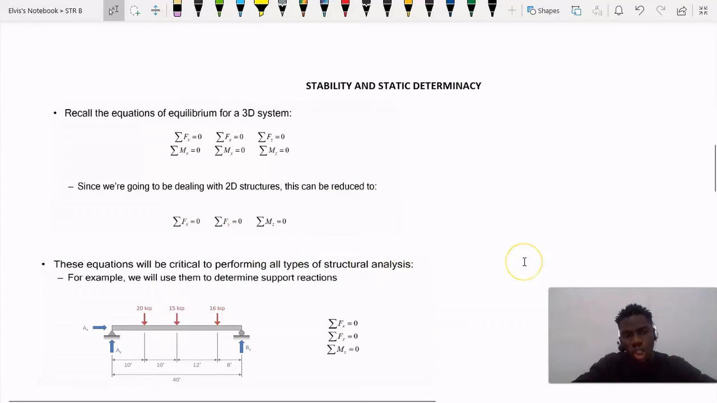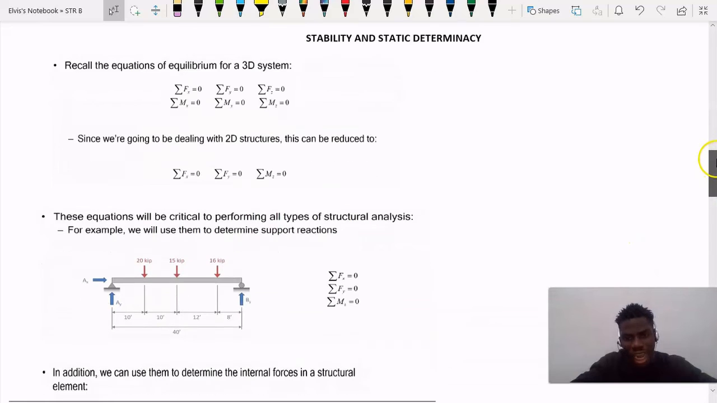Okay, guys, these equations will be critical to performing all types of structural analysis. Like I said earlier, we are going to be using these equations to perform all types of structural analysis. And guys, for example, we will use them to determine support reactions.